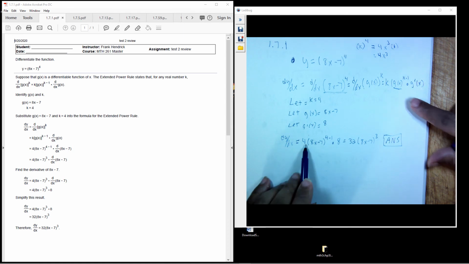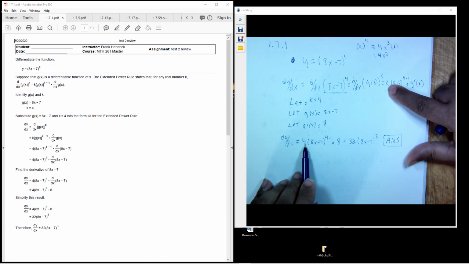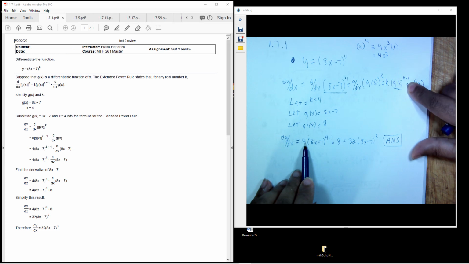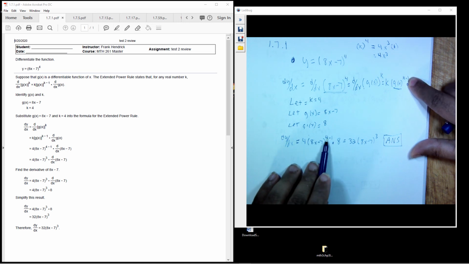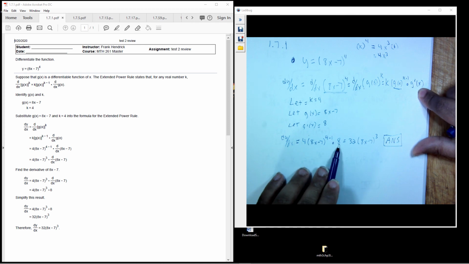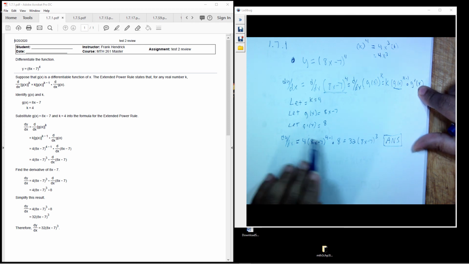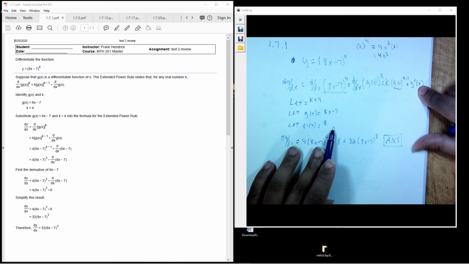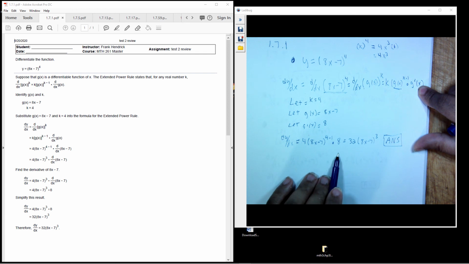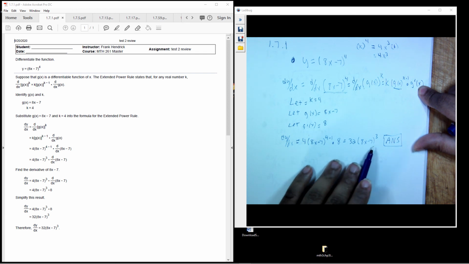So my derivative is going to be k, which is 4, times g of x, which is 8x minus 7 raised to the k minus 1, which is 4 minus 1, times the derivative of g of x, which is 8 here. And then I simplify it. And that gives me my answer.